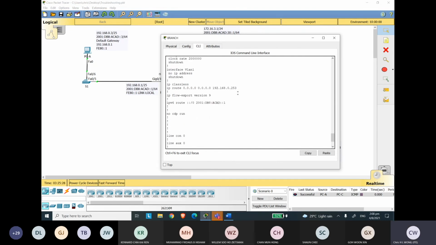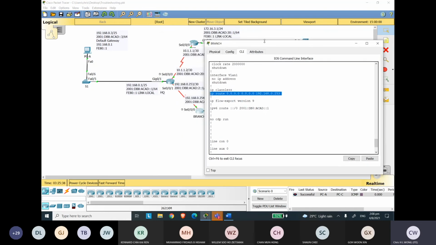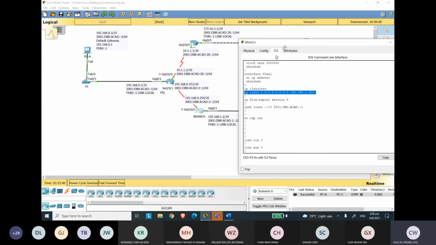Oh yeah, can you see there's actually a default route, IP route 0.0.0.0? Actually, there's a default route, but it doesn't show. No, there's a default route there. There's a default route here to come out from here, but it doesn't show. Why? Can you see the error? Can somebody tell me what's the error?